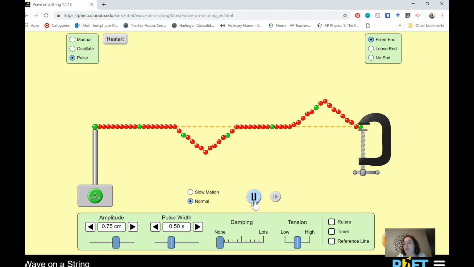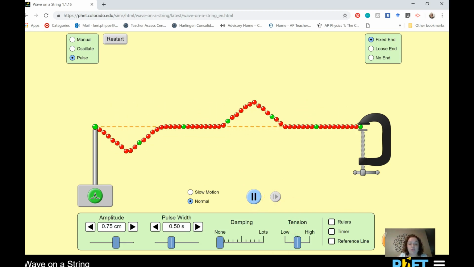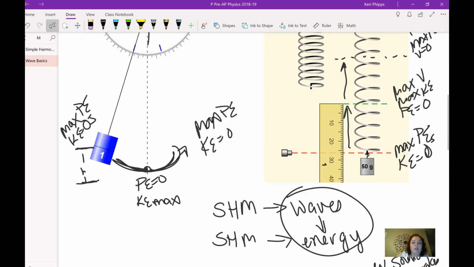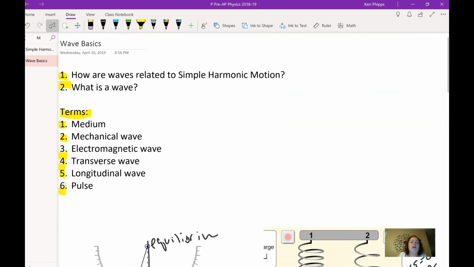But for now, I want you to go back to those original questions at the top of the page. How are waves related to simple harmonic motion? What is a wave? I want you to go to those terms and make sure that you can answer those questions and that you know what those terms are.